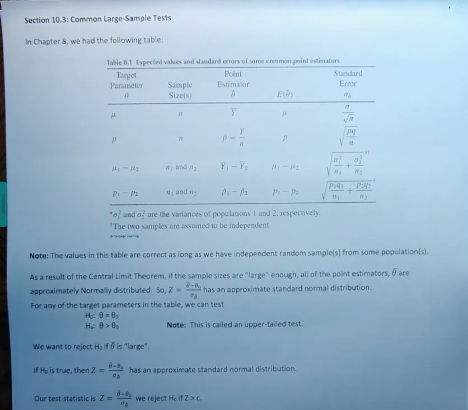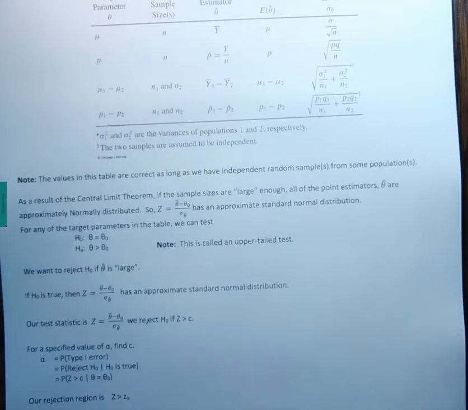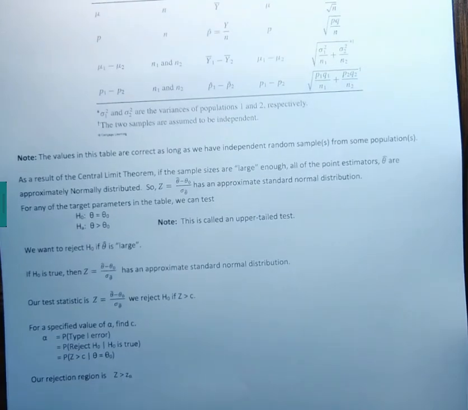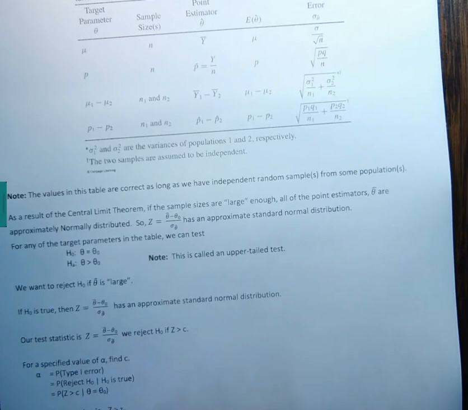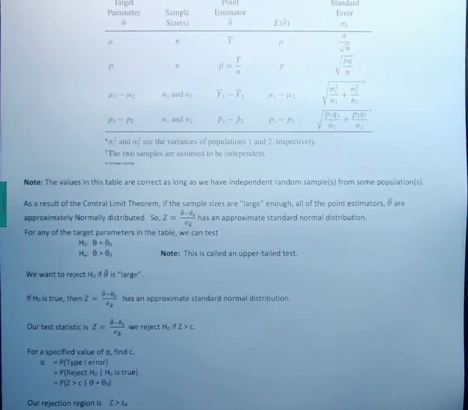Just as a note here, the values in the table are correct as long as we have independent random samples from the same population. As a result of the central limit theorem, if the sample sizes are large enough, and remember large enough depends on what type of variables we're looking at and what type of point estimators we're using, then all of the point estimators theta hat are approximately normally distributed, and that's the point estimators given here in this table. There are of course other point estimators that we could come up with which are not normally distributed.